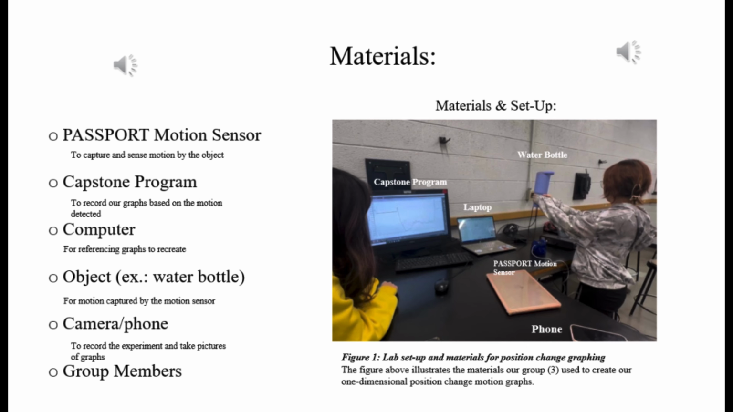In the middle of the screen, the small blue object on the table is the Passport motion sensor, which is used to capture and sense the motion of the water bottle. And on the bottom of the image, we have a phone, which was just used to record the experiment and to take pictures of the graphs at the end of each lab. This was basically all the material and equipment that we used for this lab.